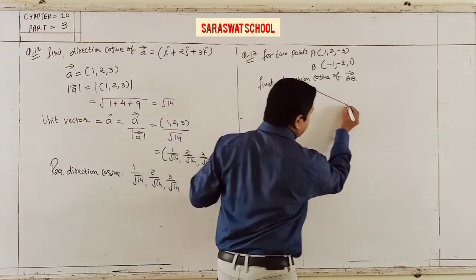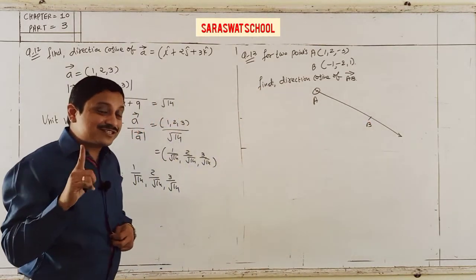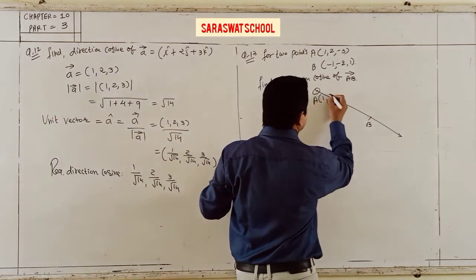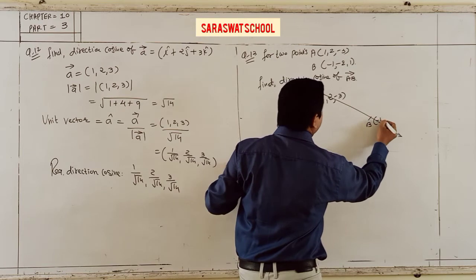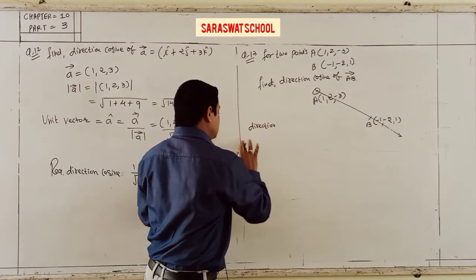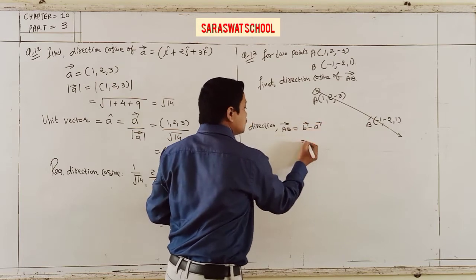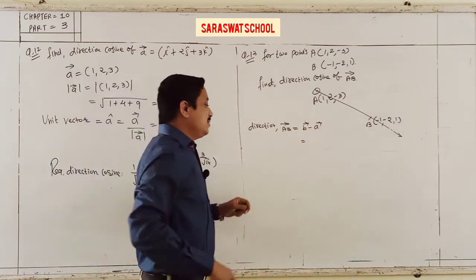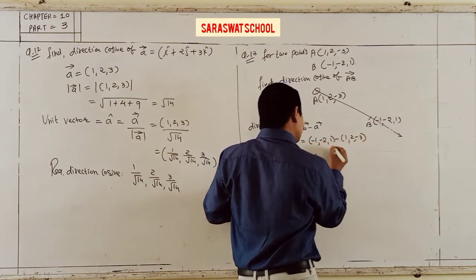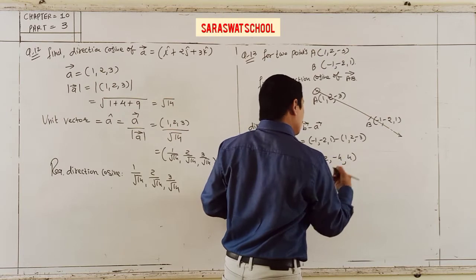First of all, A to B direction. First define A, second B. Now I first define direction and then after that direction cosine. A I have 1, 2, minus 3, B minus 1, minus 2, 1. So what is the first direction? It is AB direction, meaning B direction minus A direction. B I have minus 1, minus 2, 1, A I have 1, 2, minus 3: minus 1 minus 1 is minus 2, minus 2 minus 2 is minus 4, and 1 plus 3 is 4.